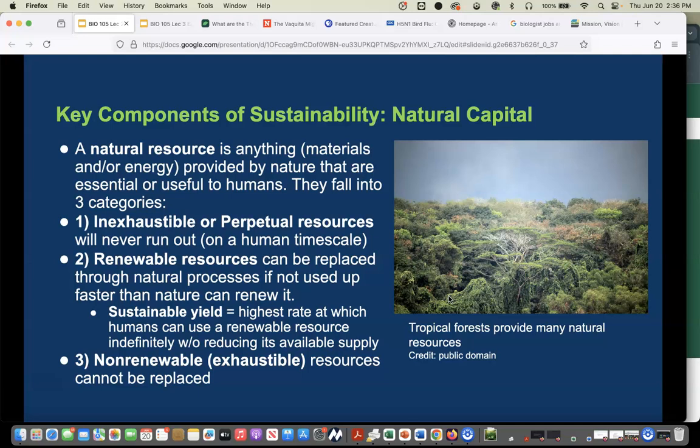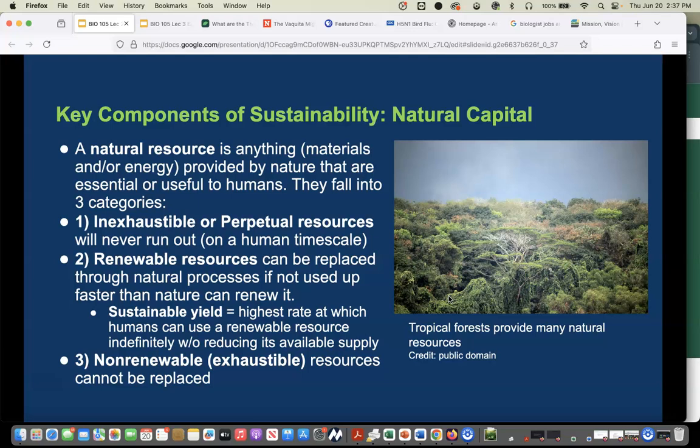So the first one is called an inexhaustible or perpetual resource. This is a resource that will never run out in terms of a human time scale. A great example of a perpetual resource is solar energy, right? Since the sun is expected to last for at least 5 billion years, we consider this a perpetual resource. It's not going to run out per se on our human time scale at this point in time.